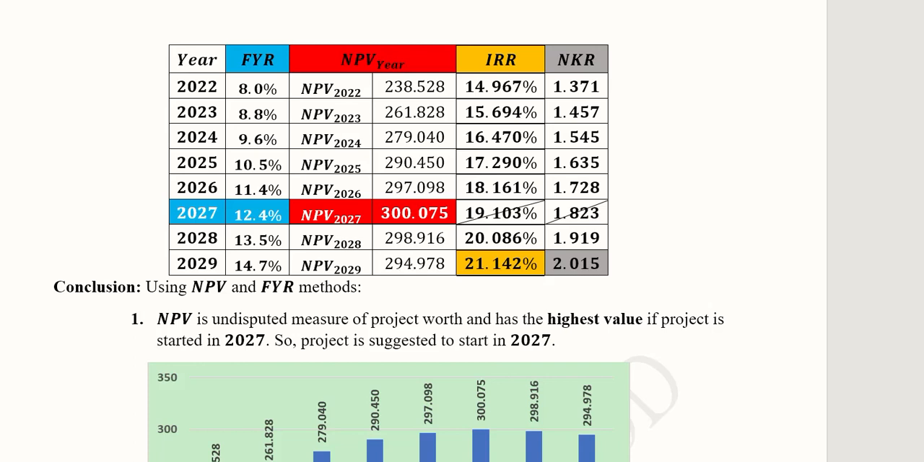Here we have made a summary of years, first year return method, NPV criterion, and the IRR criterion and NKR. So in 2022 it was 8%, and that's where it has crossed the opportunity cost of capital, that is 12, so it becomes 12.4. And again NPV is also the highest in this case. IRR and NKR give us controversial results, so we stick to the NPV and FYR.